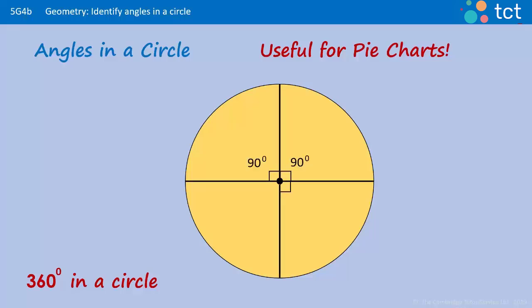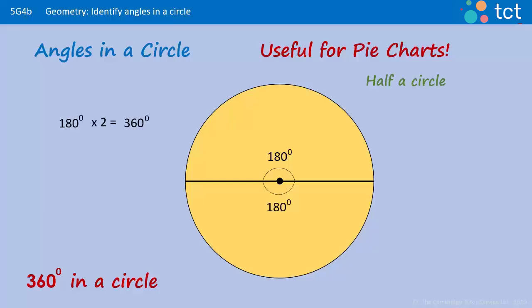And there are 4 of those because it's a quarter. 90 is a quarter of a circle. 90 times by 4 is 360. 4 right angles makes 360 degrees, the full circle. Half a circle will be half of 360, which is 180 degrees. 2 lots of 180 is the full circle, 360 degrees.